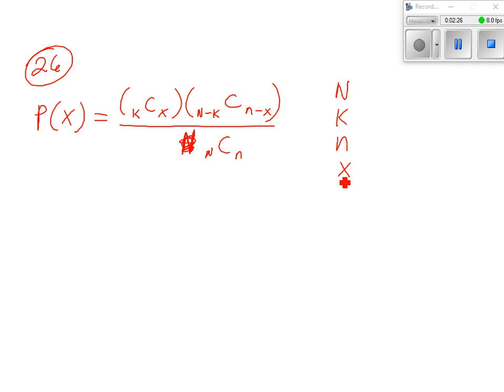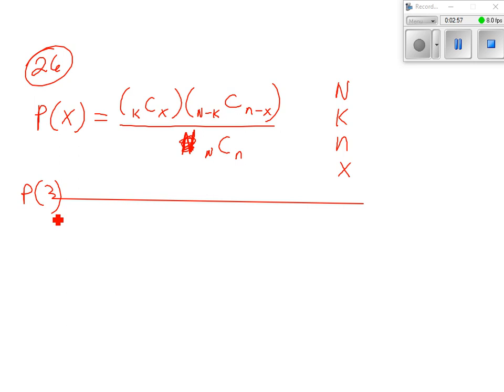It says in a shipment of 15 microchips, 2 are defective and 13 are not defective. I'm not sure why they told you 13 are not defective. I guess they think you couldn't have figured that out yourself. A sample of 3 microchips is chosen at random. Find the probability that all 3 microchips are not defective. So we want the probability that all 3 are good.